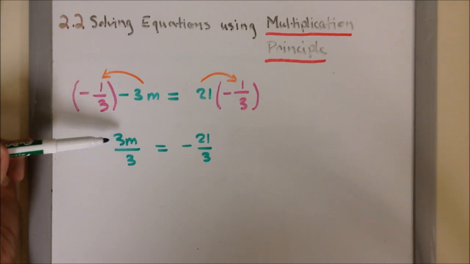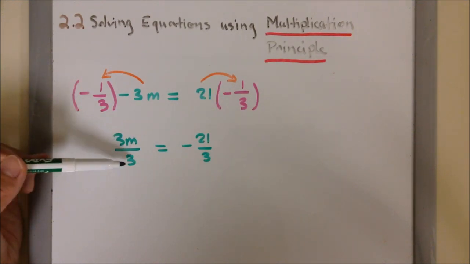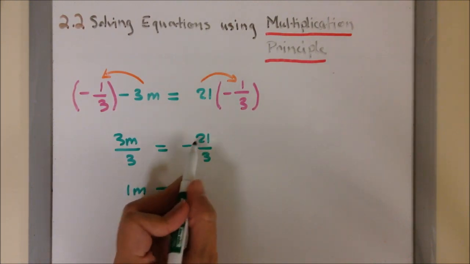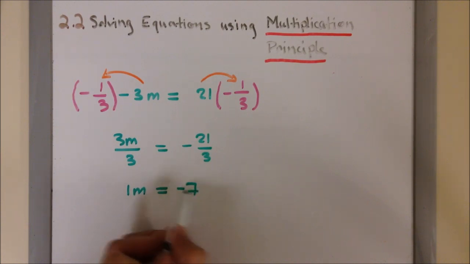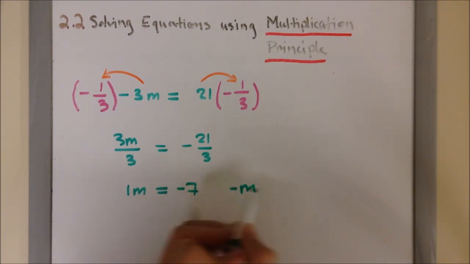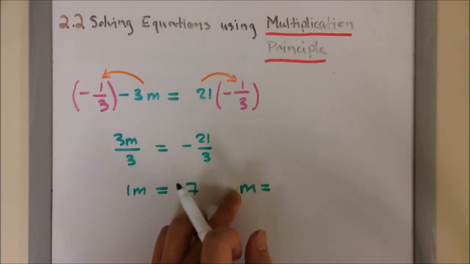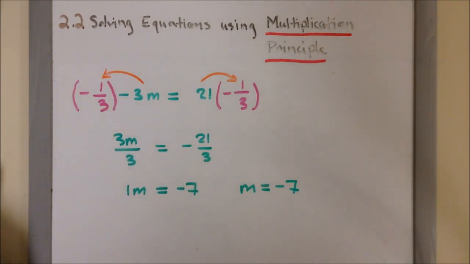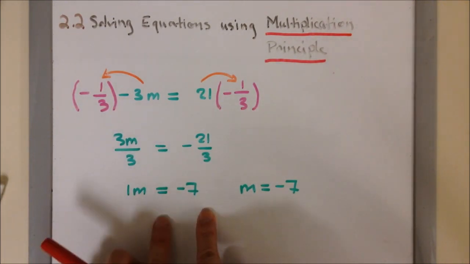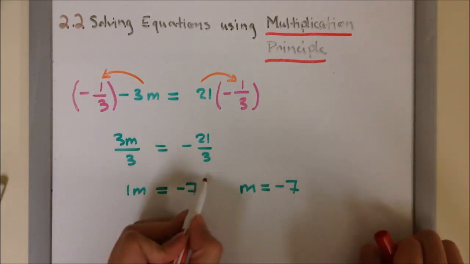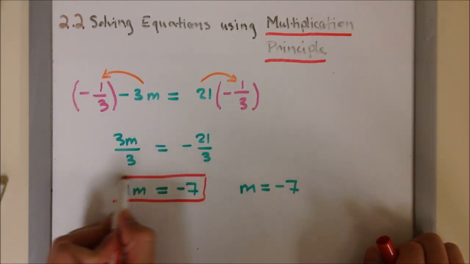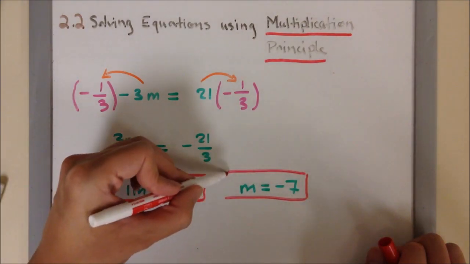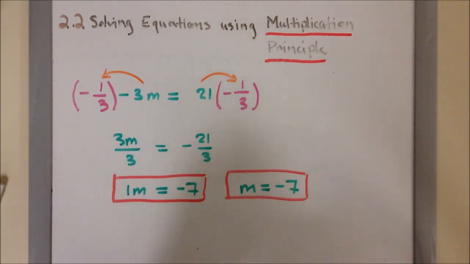Now in our fraction on the left, just focus on the numbers. 3 divided by 3 will be just 1m equal negative 21 divided by 3 will be negative 7. So 1m equals negative 7, which is the same thing as just m equals negative 7. And like I said before, it doesn't matter to me if you write 1m or m. They still count the same thing.